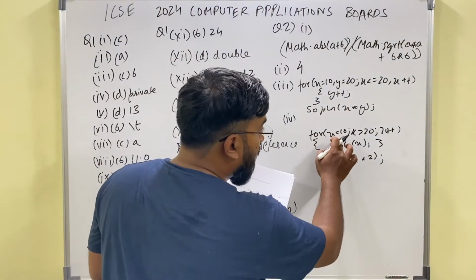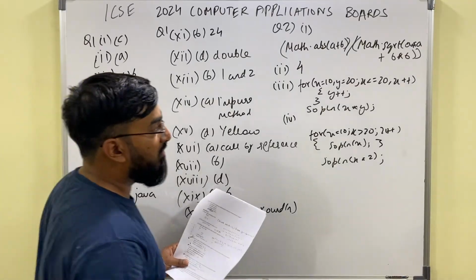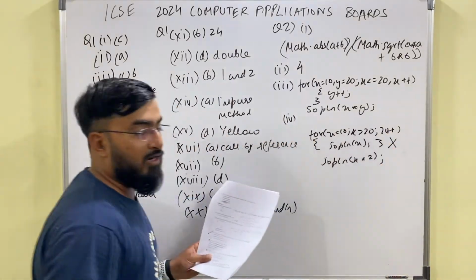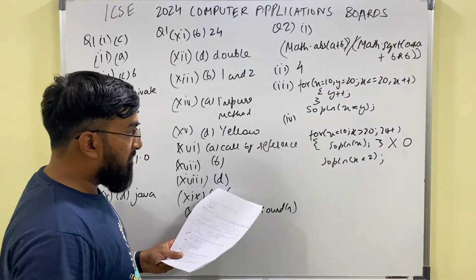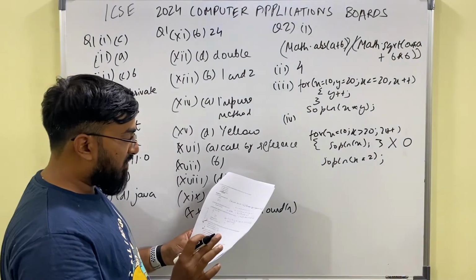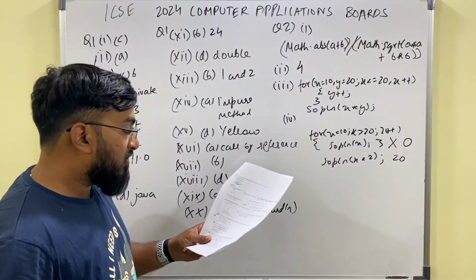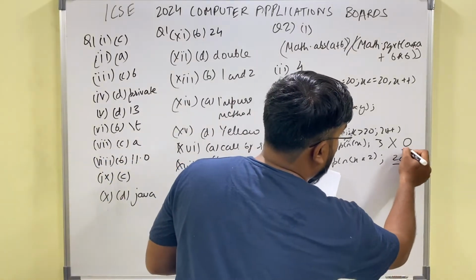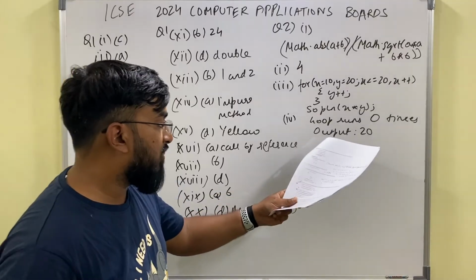So x equal to 10, x greater than 20 is false. 10 greater than 20 is false. This loop will never run. Loop runs 0 times, x stays as 10. So when you print x into 2, output is 20. Alright, so output is going to be 20 and loop runs 0 times.